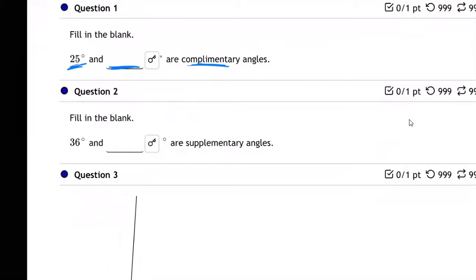You just do 90 minus 25. There we go. That's what you do, right? Just subtract from 90 degrees, huh? And we get, what do we get? 65. So whatever one you have, just subtract from 90 degrees to get the other angle because they are complementary.